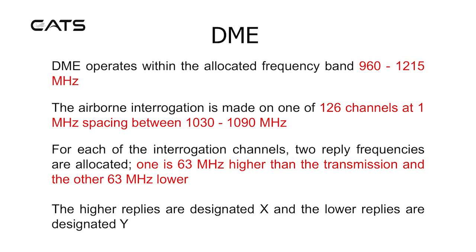DME operates within the allocated frequency band 960 to 1215 MHz. The airborne interrogation is made on one of 126 channels at 1 MHz spacing between 1030 to 1090 MHz. For each of the interrogation channels, 2 reply frequencies are allocated. One is 63 MHz higher than the transmission, and the other 63 MHz lower. The higher replies are designated X, and the lower replies are designated Y.